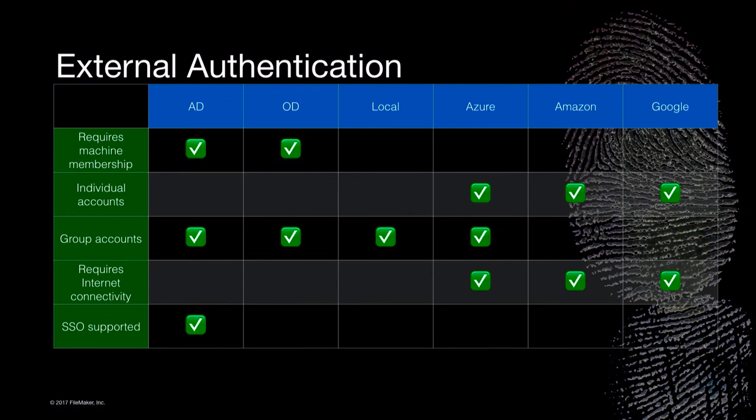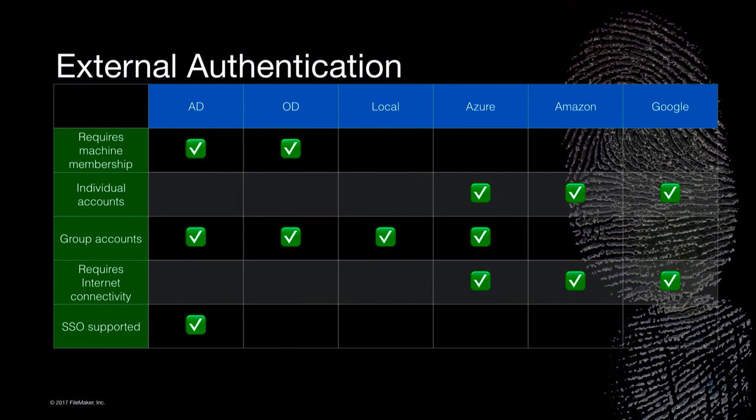Of those, first line there, Active Directory and Open Directory require settings on the operating system of the machine, right? The machine has to belong. That's what I mean with requires machine membership, right? So the machine, the operating system, has to belong to the domain that you want to use. That is not true for any of the other ones. Azure, Amazon, and Google only, well, not true for Azure. Amazon and Google only work with individual accounts, right? Azure can work with individual accounts.